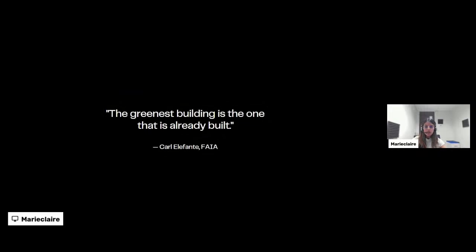So for today, I want to remind you of a phrase that I really like. The greenest building is the one that is already built. And I think that it emphasizes the importance of adaptive reuse and retrofitting our existing buildings to meet our ambitious goal like net zero.